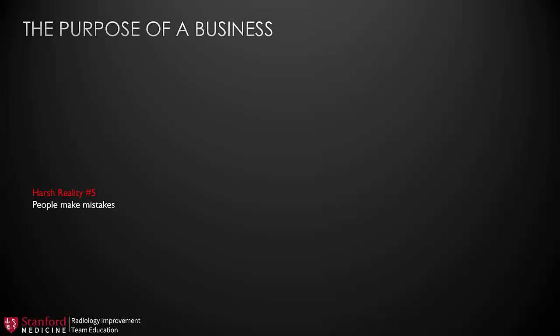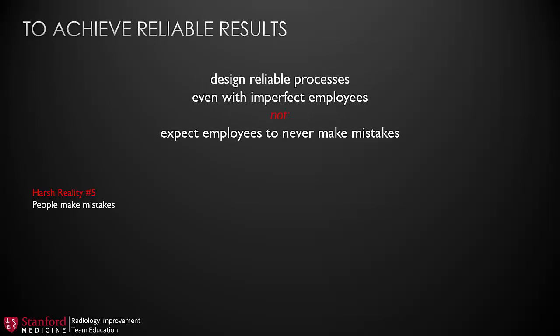This is a difficult challenge to overcome. How can we solve this? Well, let's think about the purpose of a business. The purpose of a business is to consistently do something well. It's not to hire perfect employees. Therefore, to achieve reliable results, we must design processes that function reliably even with imperfect people, rather than expecting employees to never make mistakes.